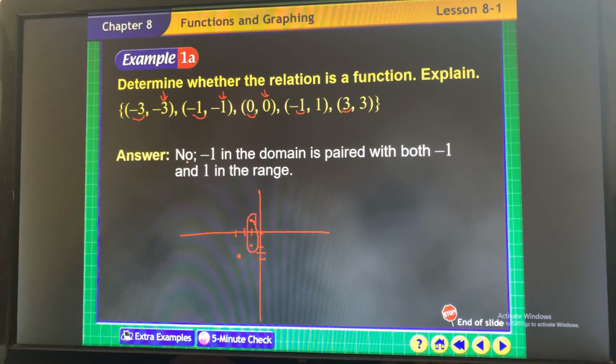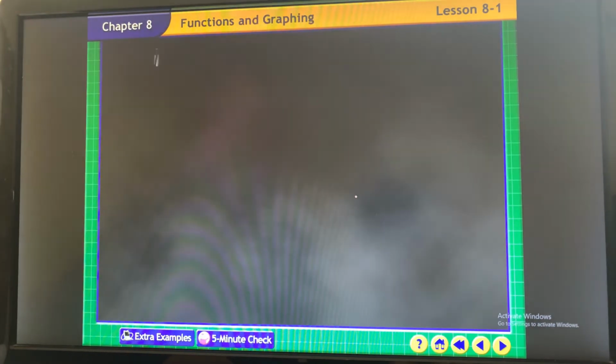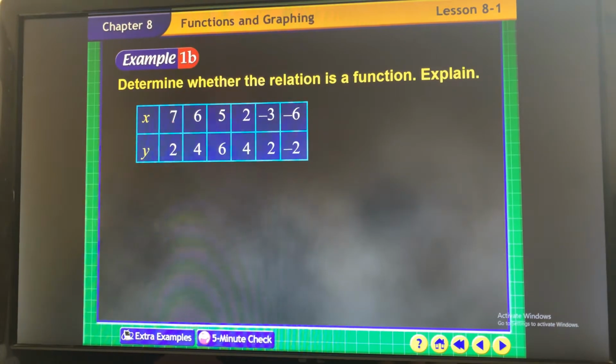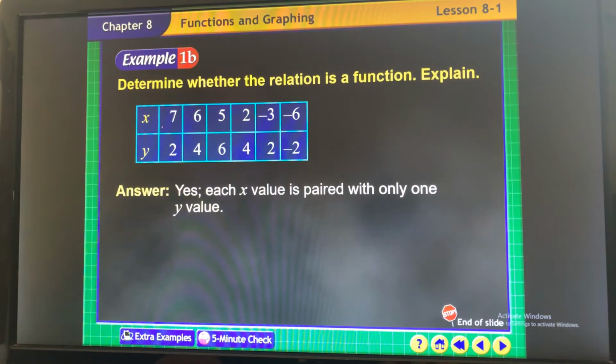So that's what you're looking at. So you would say, and this is the script, -1, which is located in the domain, is paired with both -1 and 1 in the range. That's exactly what I want you to be able to write. Don't just say no because the domain repeats, okay? So you look at this one, you look at the x values, and none of the x values repeat. It doesn't matter if the y values repeat. It only matters if the x values repeat. And because the x values are not repeating, you can say, yes, each x value is paired with only one y value.